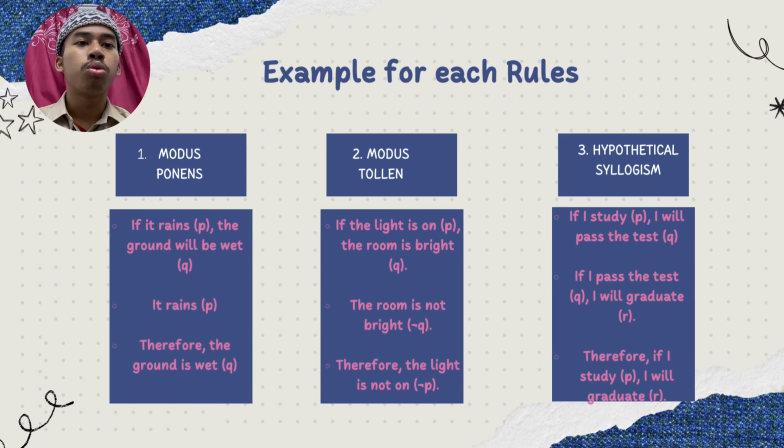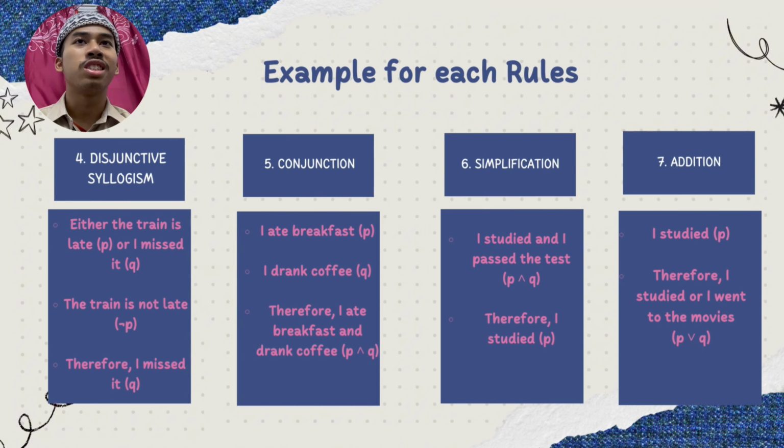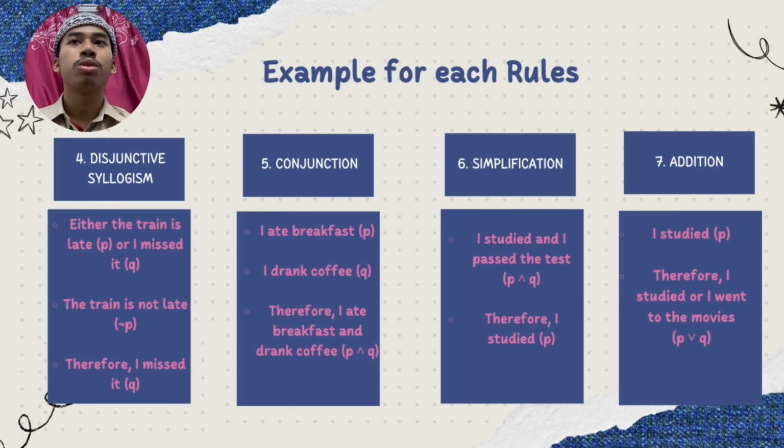We will go to number 4, which is disjunctive syllogism. So if one input is false, then the other must be true. The example, either the train is late P or I miss it Q. Alright, so the train is not late, not P, therefore I miss it, Q.